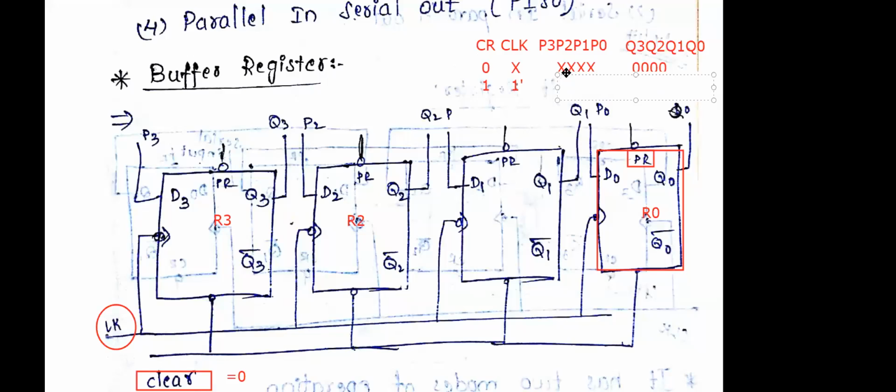If we apply it on the negative edge, if the inputs are P3 equals 0, P2 equals 1, P1 equals 0 and P0 equals 1, then after the application of this clock, the output will be equal to 0 1 0 1.